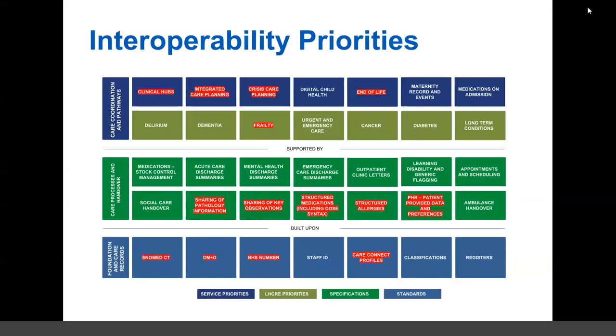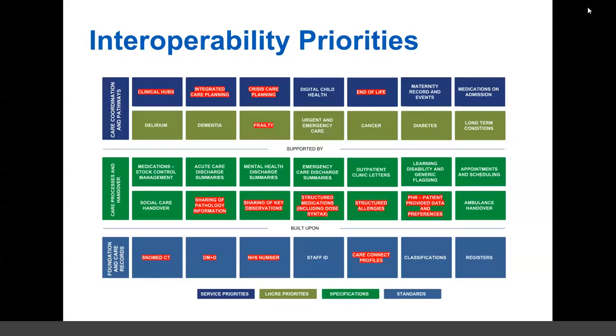And then at the top, you can say, well, if we had this shared care plan supported by these interoperability capabilities, what would this facilitate in terms of the service? And again, as an example, we've got the use of crisis care planning, integrated care planning, the facility for the patient to interact with a clinical hub, and also for us to bring in an end-of-life care plan within that shared care plan for the patient.